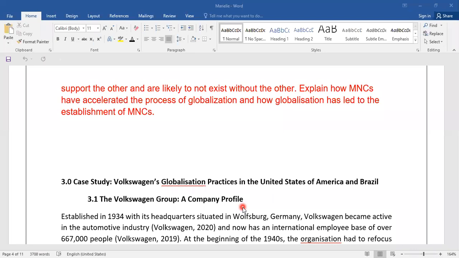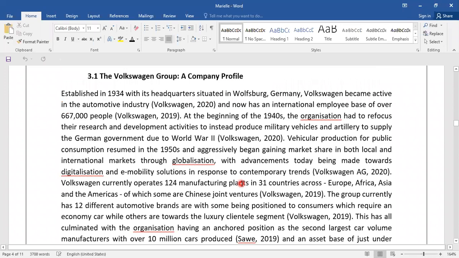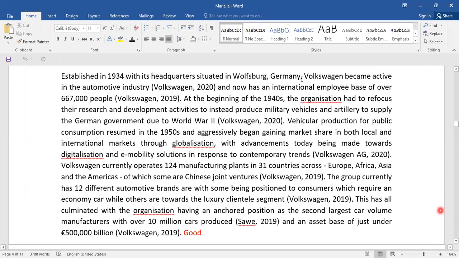So let's continue with the section here, the Volkswagen group, and we expect a paragraph of information. And what do you expect to find? The home country, the country of origin, years of experience, their main product areas, their main competitors, their main customer segments, their business strategy, and their asset base. So let's read this paragraph. This is what I expect to find.